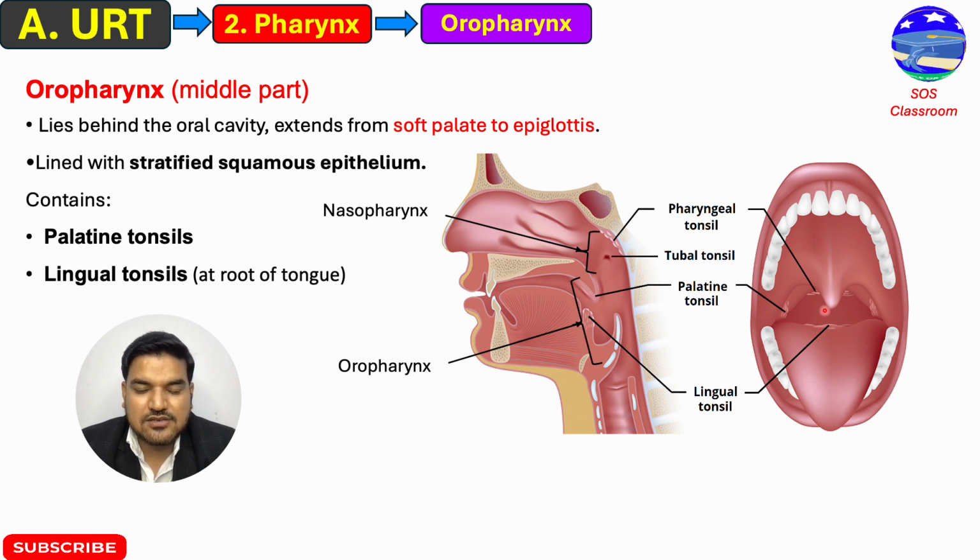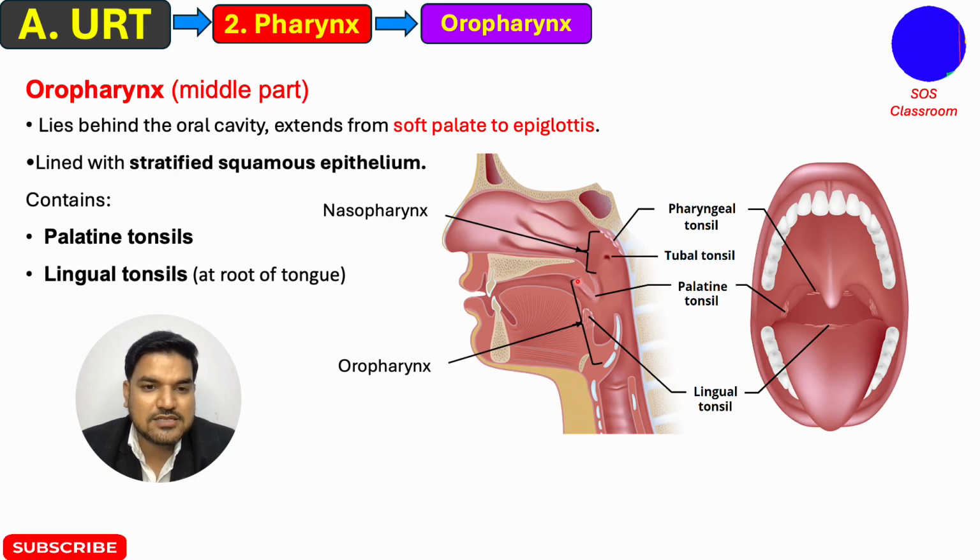First is the pharyngeal tonsil, present just behind the nasal cavity, and the tubal tonsil is also present in the nasopharynx. But in the oropharynx, the palatine tonsil and lingual tonsil are present. You can see these are the palatine tonsils, two pairs of palatine tonsils, and one lingual tonsil. The lingual tonsil is present at the root of the tongue. This is the anterior portion of the tongue, and this is the posterior portion of the tongue, also called the root of the tongue. This is called the lingual tonsil.